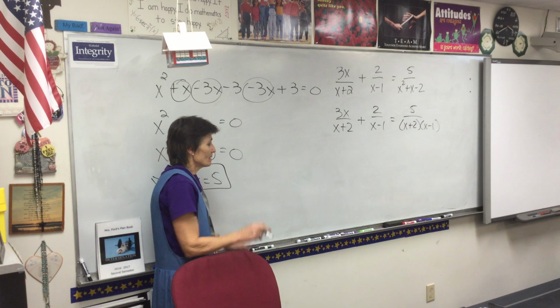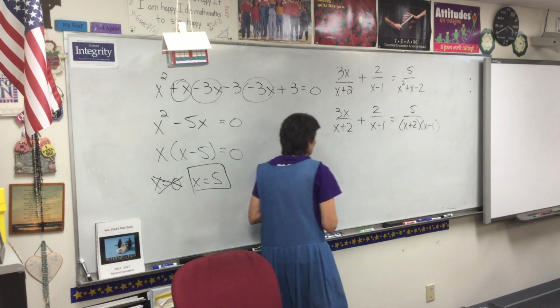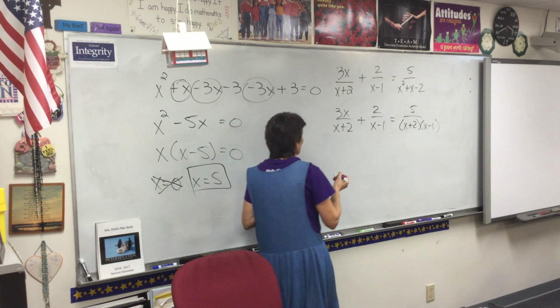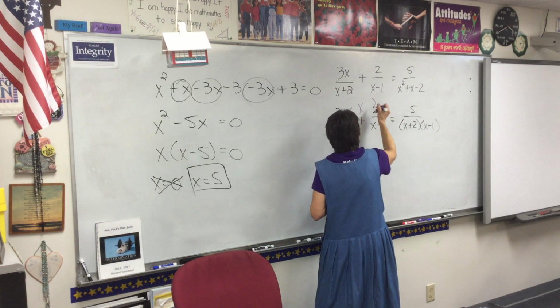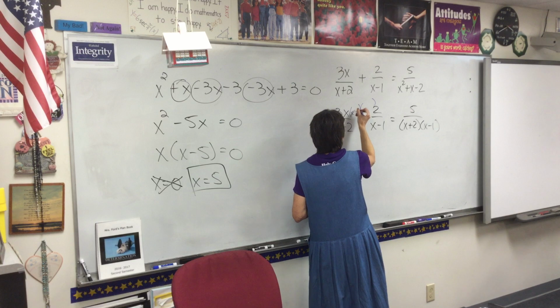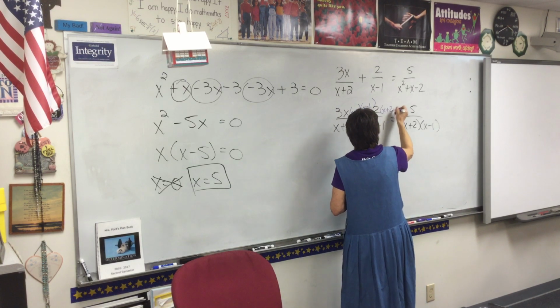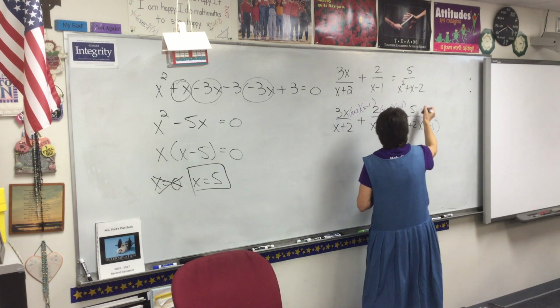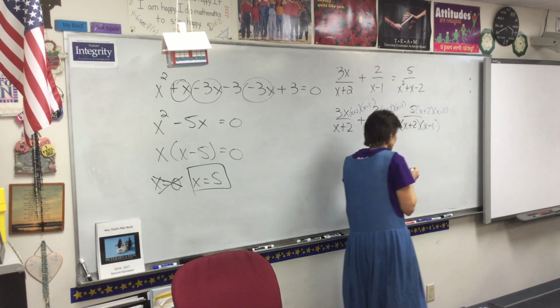All right. Now I'm going to multiply by something. That's always how I start. Once I get factored, I start by multiplying. What am I going to be multiplying by? Two things. x plus 2 and x minus 1. Everybody gets multiplied by x plus 2 and x minus 1.